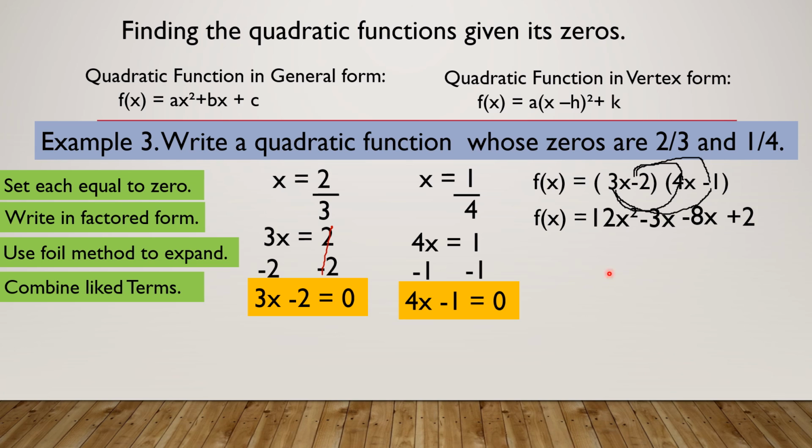Then, combine like terms. We have here negative 3x and we have here negative 8x. So, that is now equal to, just copy f of x, copy 12x squared, and this is equal to negative 11x. And that is now copy positive 2 or plus 2. This is now the general form of quadratic function. So, madali lang, di ba?